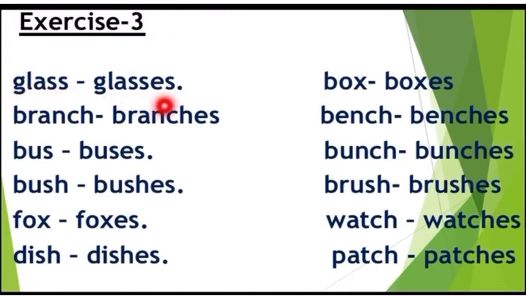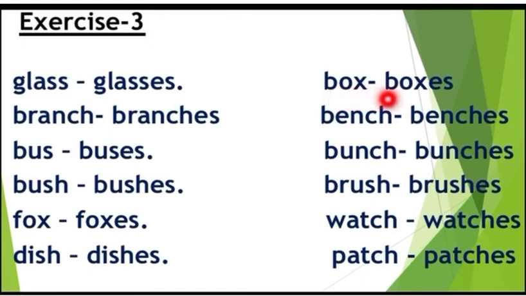Glass, glasses, branch, branches, bus, buses, bush, bushes, fox, foxes, dish, dishes. So children, did you notice in all these things? The words are ending with double S, CH, S, SH, X and SH. So for this, what is the rule? Yes, you are right. We have to add ES in the end of the words.